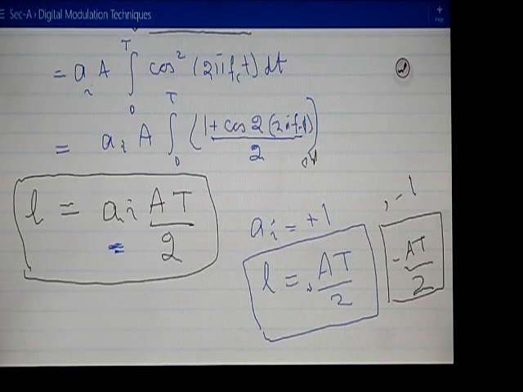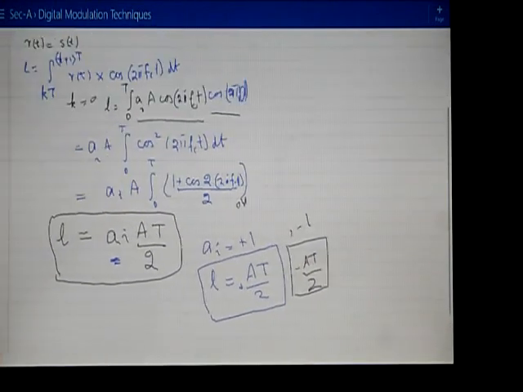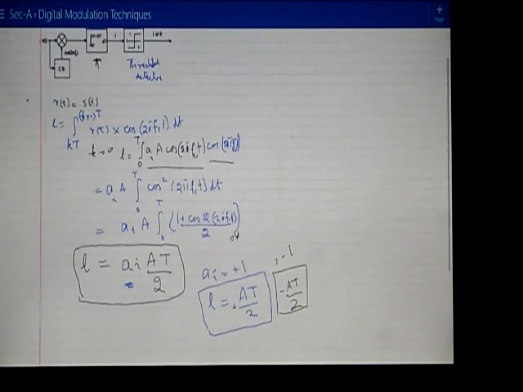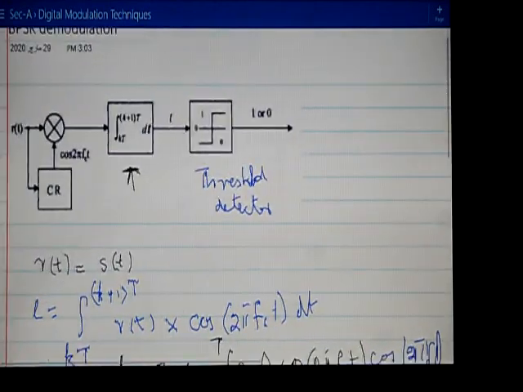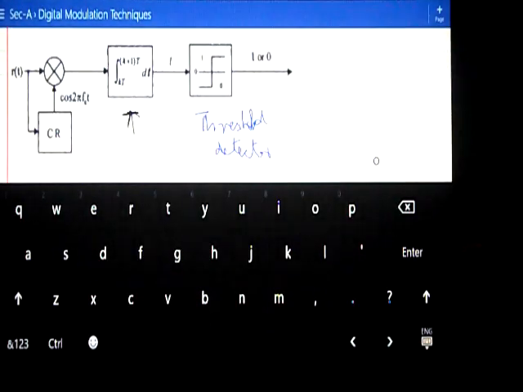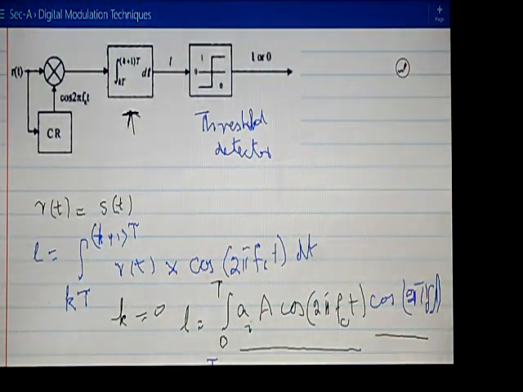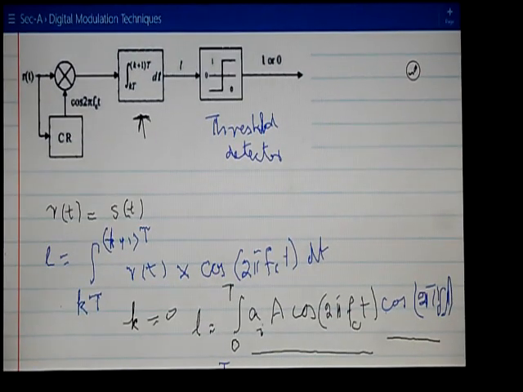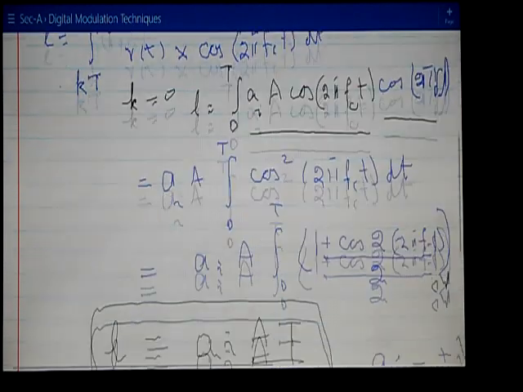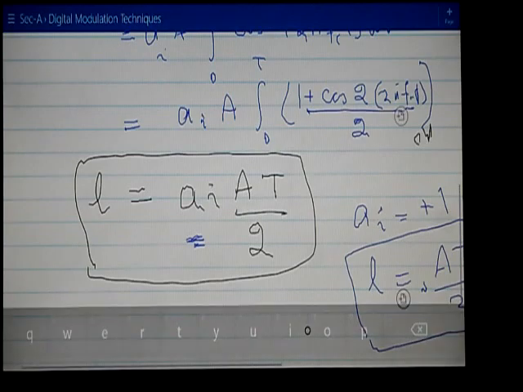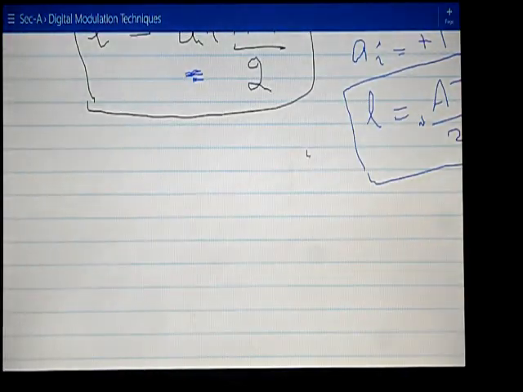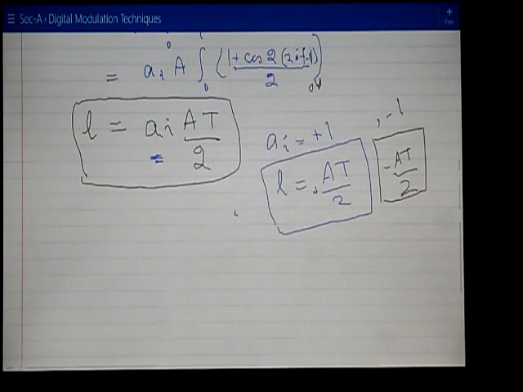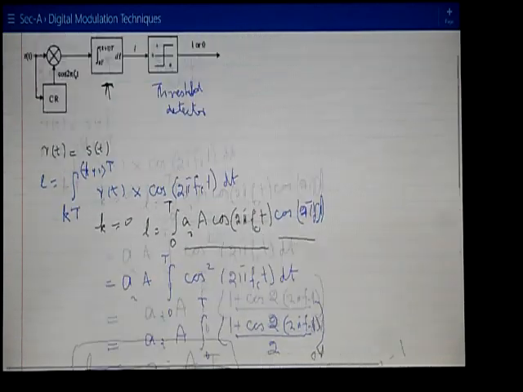Okay, you can always amplify the output of your carrier recovery block. For example, if you want this to be, now before discussing this one, let me clarify that this is either positive or negative, right? So your L is either positive or negative, and then you give it to the threshold detector.